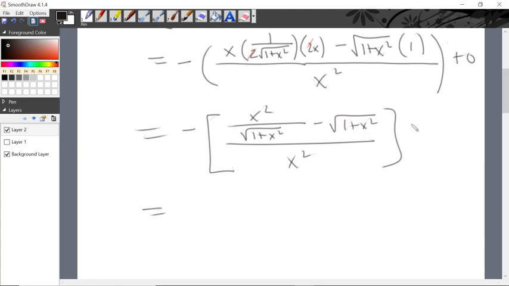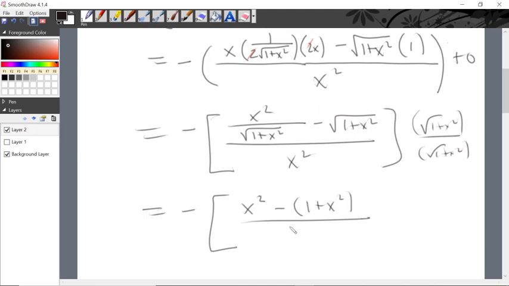To get rid of that, here's what I'm going to do. I'm going to multiply by root 1 plus x squared over root 1 plus x squared and distribute that. That'll cancel it out right here, but then we'll multiply this by itself. I'll leave the negative out front for the moment. So we have now x squared, because that cancels, minus the quantity 1 plus x squared, and in the denominator we have x squared root 1 plus x squared.